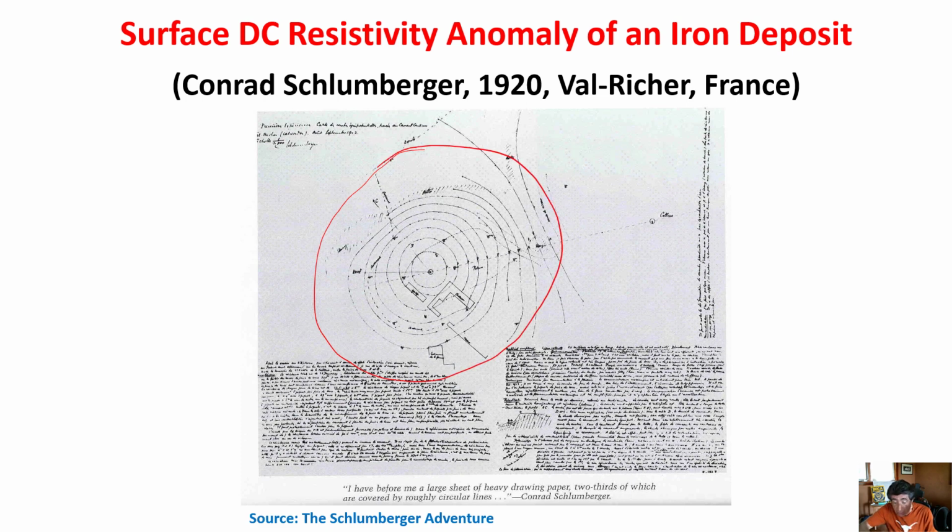And he found that there was a local maximum of electrical conductivity right here. And it turned out that that local maximum was because at that point in the subsurface, there was a considerable deposit of iron. So this was a eureka moment: Conrad Schlumberger in 1920 was able to use his surface electrical conduction measurements to detect the presence of ore deposits in the subsurface.